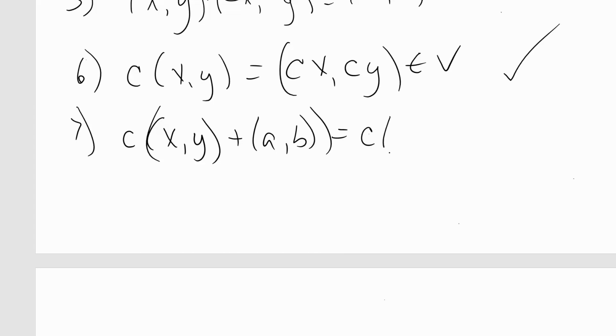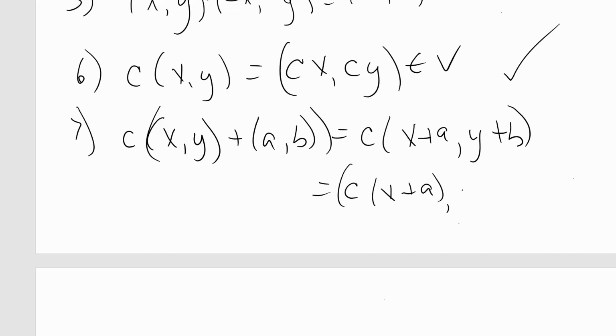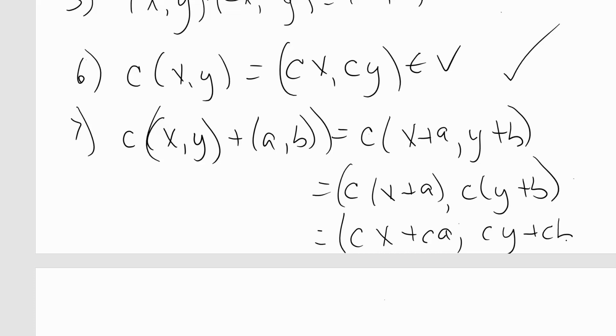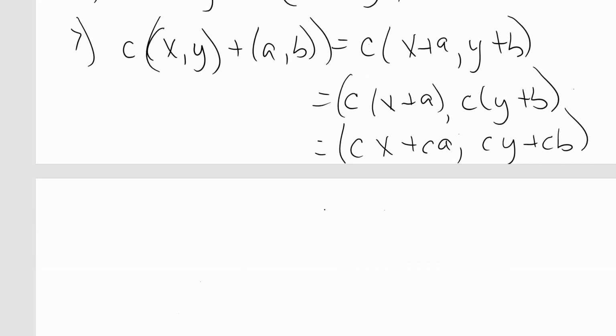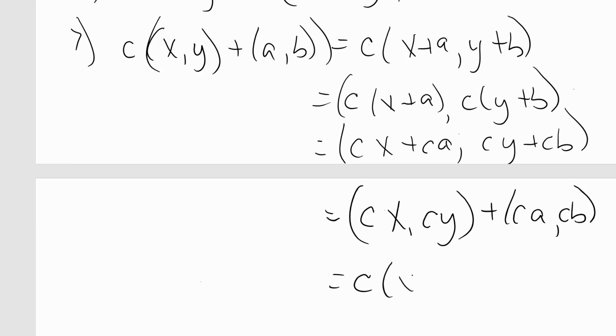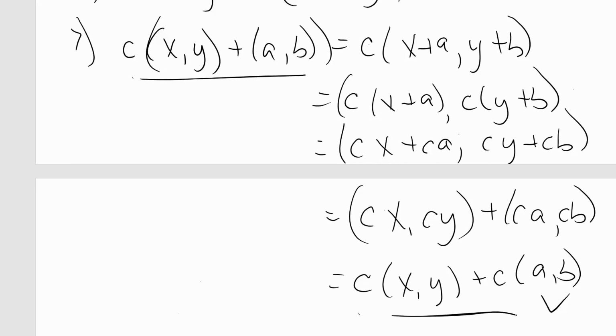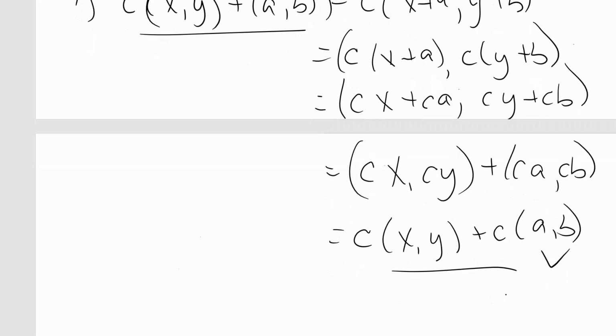All right. So this is going to be c times (x plus a, y plus b), which is going to be (c times (x plus a), c times (y plus b)), which is really (cx plus ca, cy plus cb), which then would be (cx, cy) plus (ca, cb), which is c times (x, y) plus c times (a, b). So I did show that adding first is the same thing as I get by doing the distribution first.